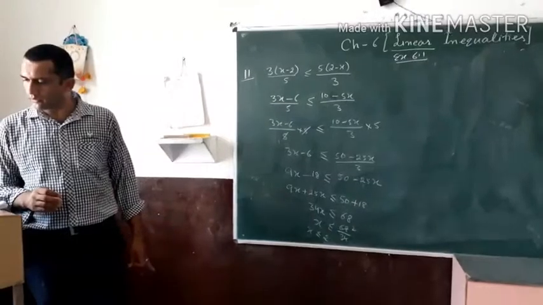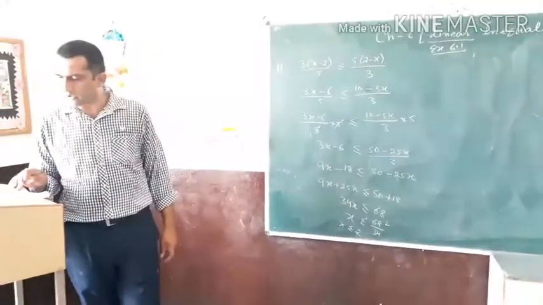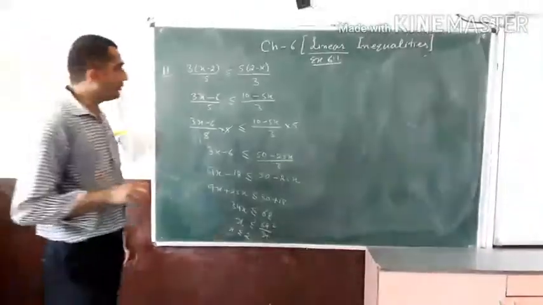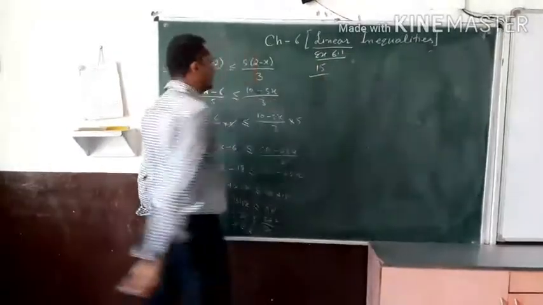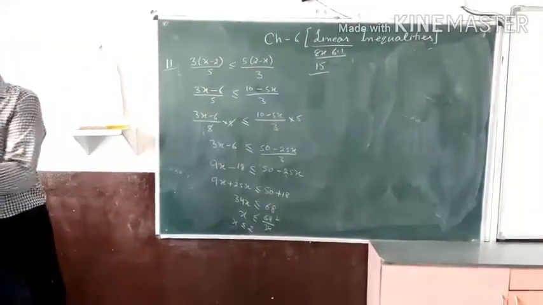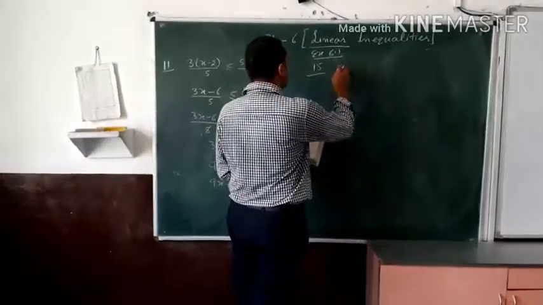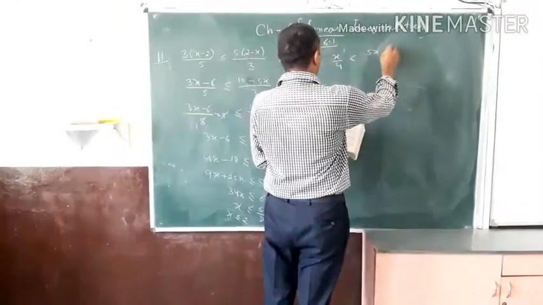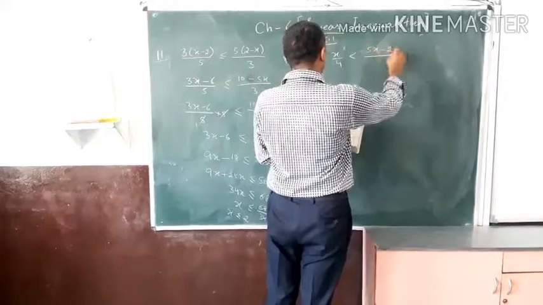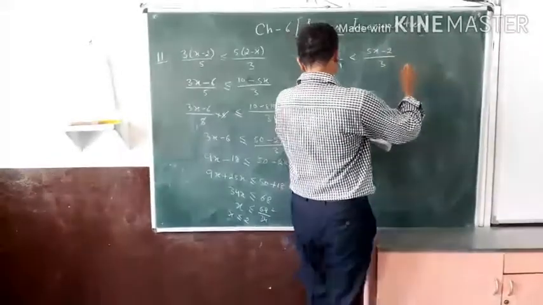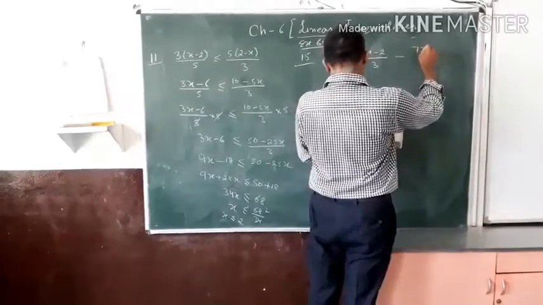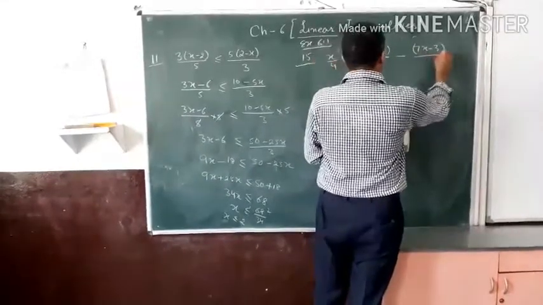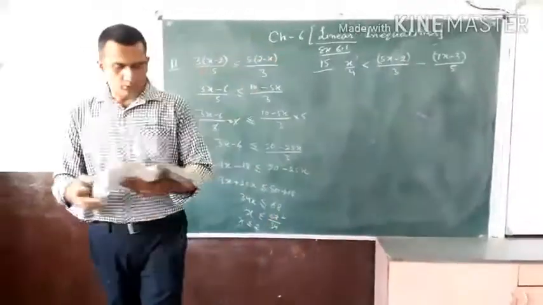So question number 12, you can do it at home. 13th is also the same, 12, 13 and 14. Next, question number 15 is: x over 4 less than 5x minus 2 over 3 minus 7x minus 3 over 5.